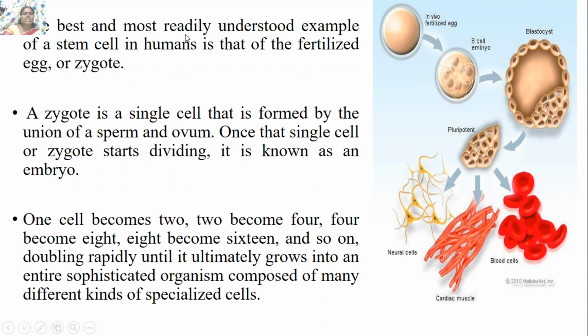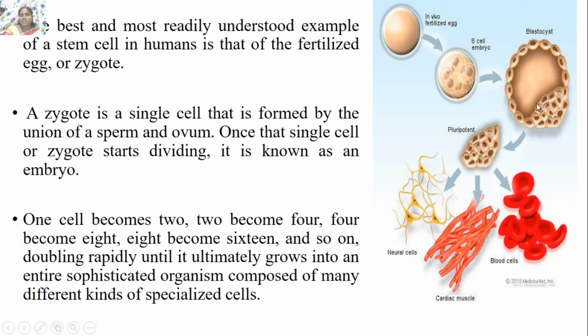The best and most readily understood example of a stem cell in humans is that of a fertilized egg or a zygote. So zygote, as you know, is a single cell that is formed by the union of sperm and ovum. Once that single cell or zygote starts dividing, it is known as an embryo. So this is the blastocyst stage. The one cell becomes two, two become four, and become the 8 cell stage, and the cells undergo division, and so on, doubling rapidly until it ultimately grows into a sophisticated organism composed of many different kinds of specialized cells.